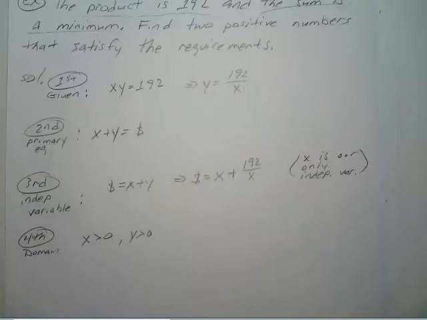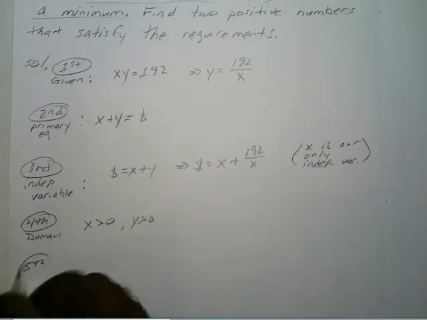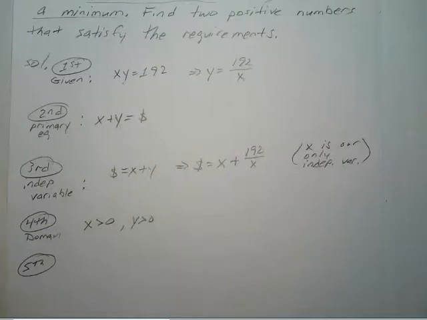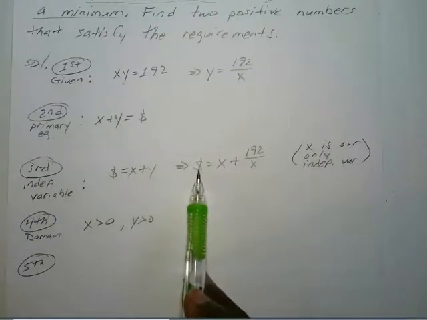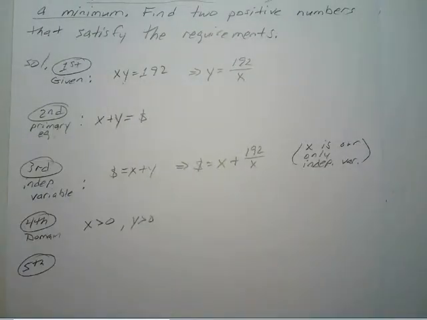Your 5th step, we're going to find the rate of change to find our minimum. In order for that sum to be the minimum, we have to find that minimum value, so we're basically using the rate of change to find where that minimum exists.